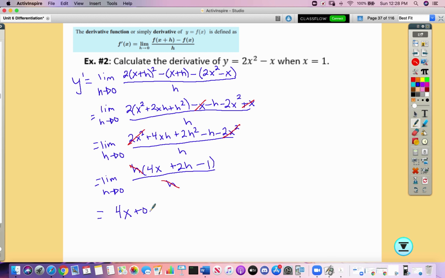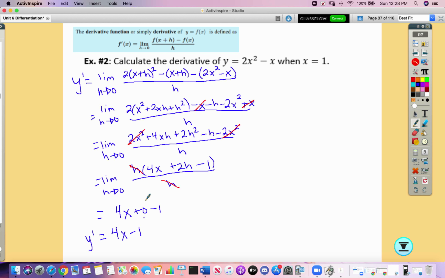Minus 1, there's no h involved there. So that's just going to be 4x minus 1. That is y prime, our first derivative. This is great news because now I can tell you the slope of any point on this entire graph.